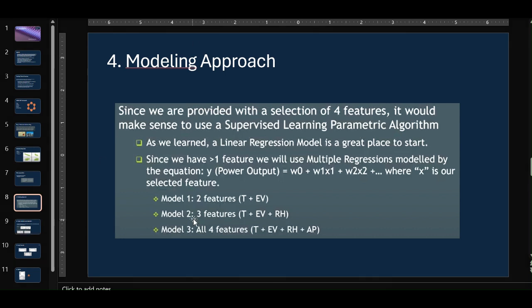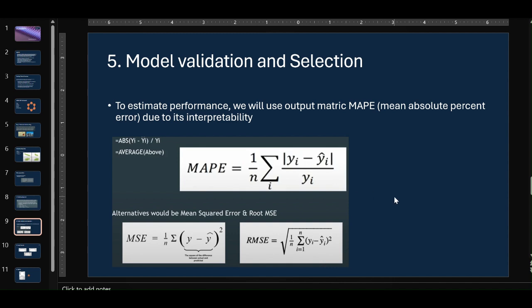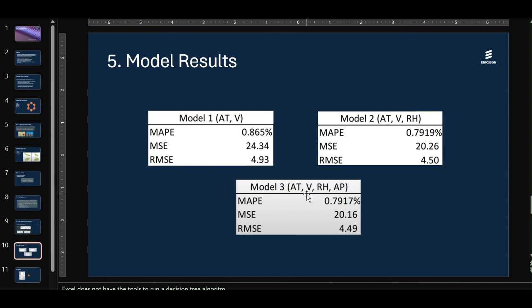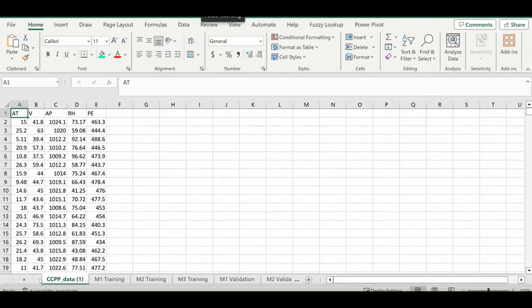Now, moving on to the model validation and selection. For that, I have decided to use the MAPE, mean absolute percentage error, due to its interpretability. As alternatives, I have considered mean squared error and root mean squared error, as they provide a fantastic evaluation. Now, the output of the model results is something like this. Let me jump into the Excel for this really quick.